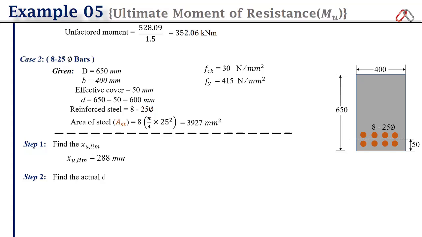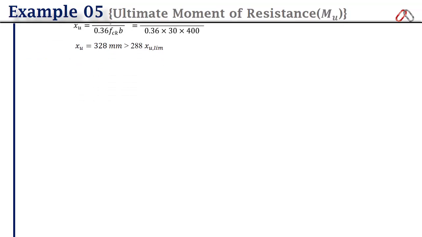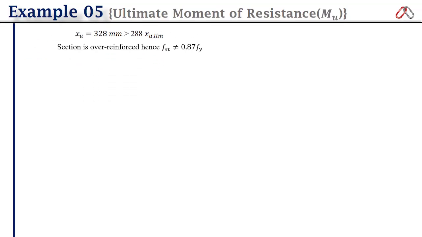Next is to find the actual depth of neutral axis, assuming an under reinforced section, and the axis will be 328 mm. That is more than 288 mm actual limiting. Hence the section is not under reinforced as we assumed. Hence the section is over reinforced, hence steel is not yielded. So we have to limit the actual depth up to actual limiting.